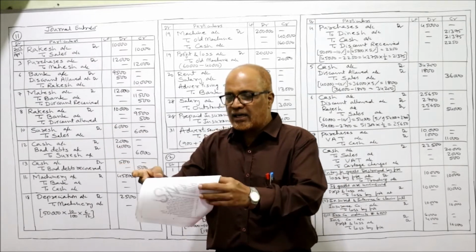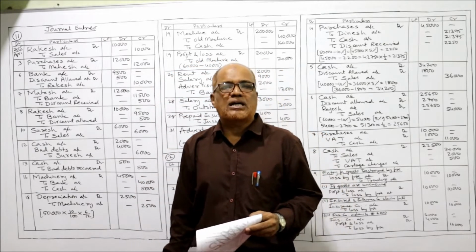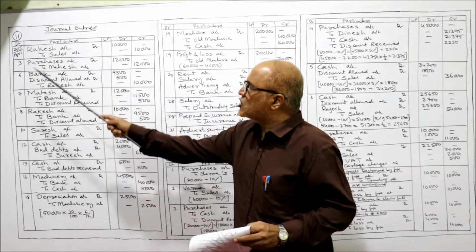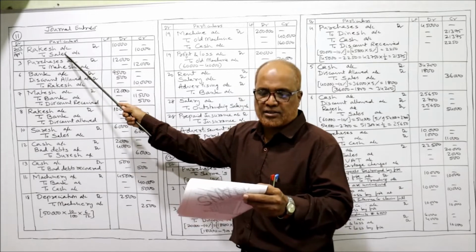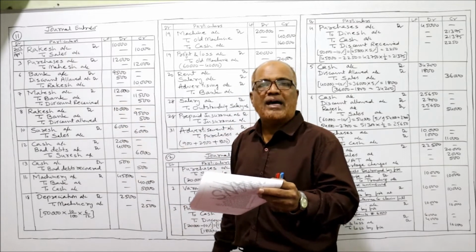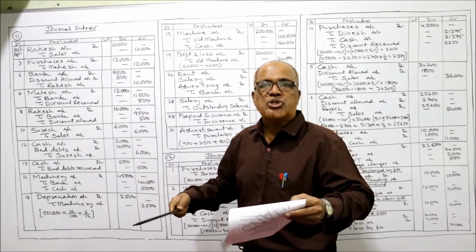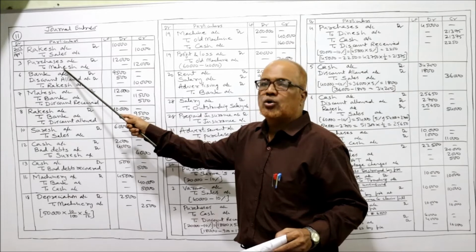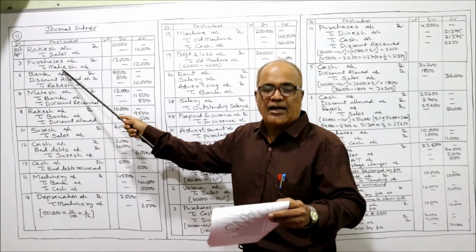Sold goods to Rakesh on credit. So entry will be Rakesh account debit to sales, being the goods sold on credit. Then bought goods from Mahesh on credit. So when we bought means purchased. Purchases account debit to Mahesh, being the goods purchased on credit.